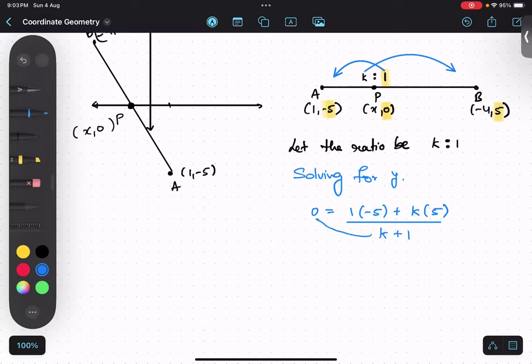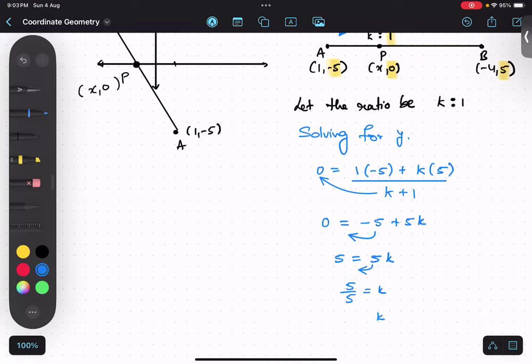So this denominator will go and multiply by this thing. So 0 into anything is 0. So on the top, I will get minus 5 plus 5k plus 5. So I'll shift this thing to the other side. So it will be 5 equals 5k. We'll shift this to the other side. So 5 upon 5 equals k. So k value is 1.